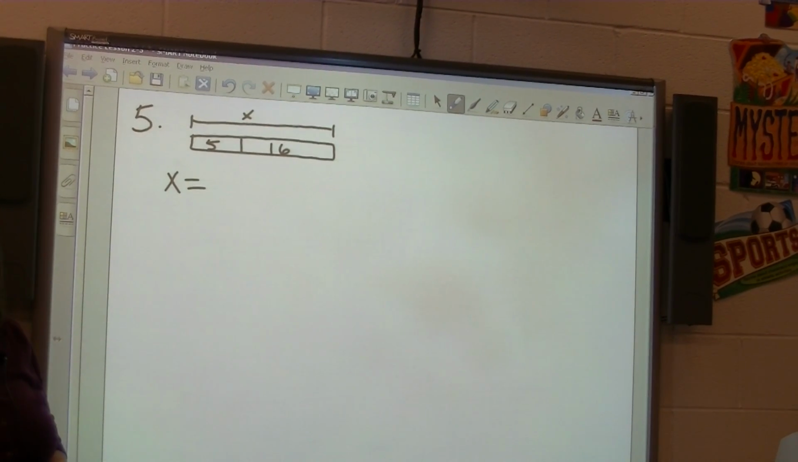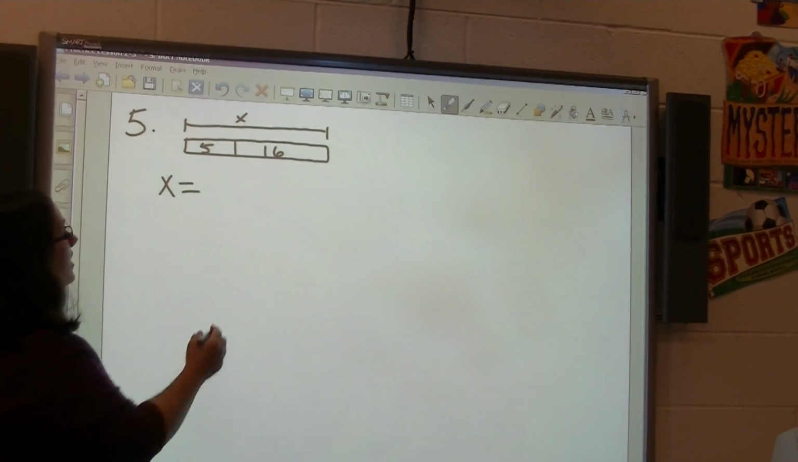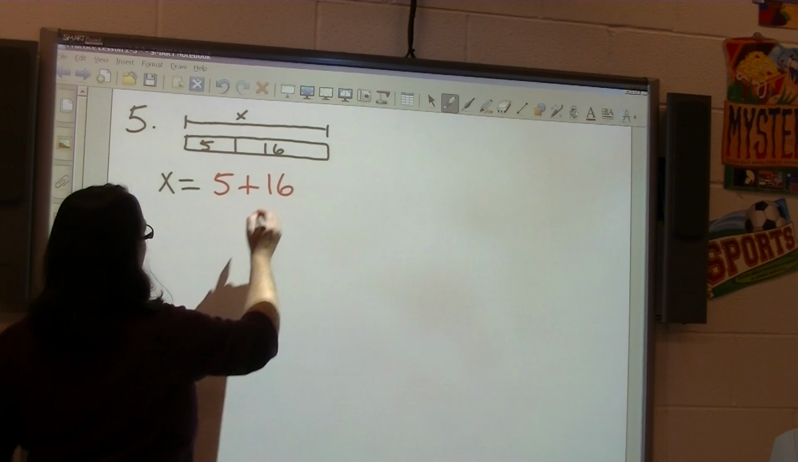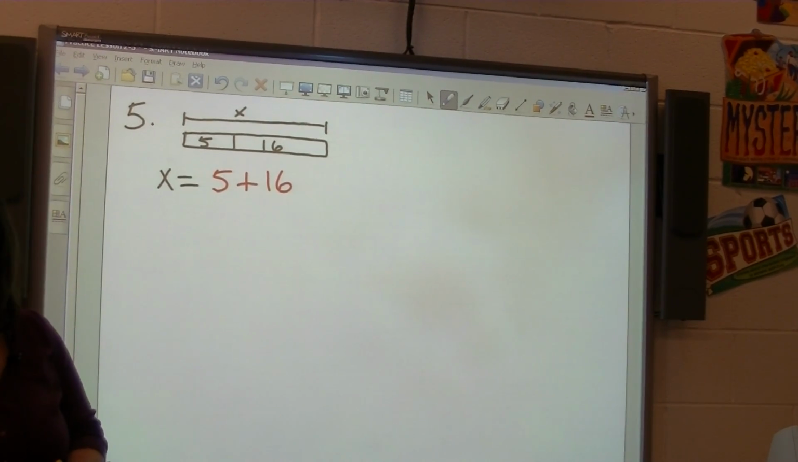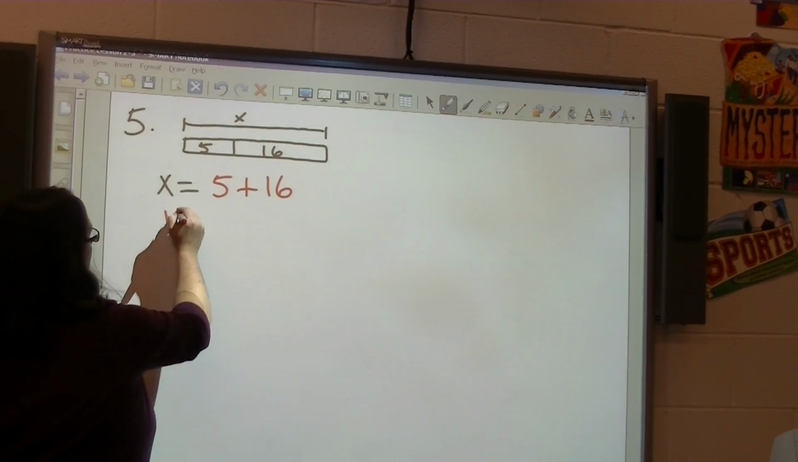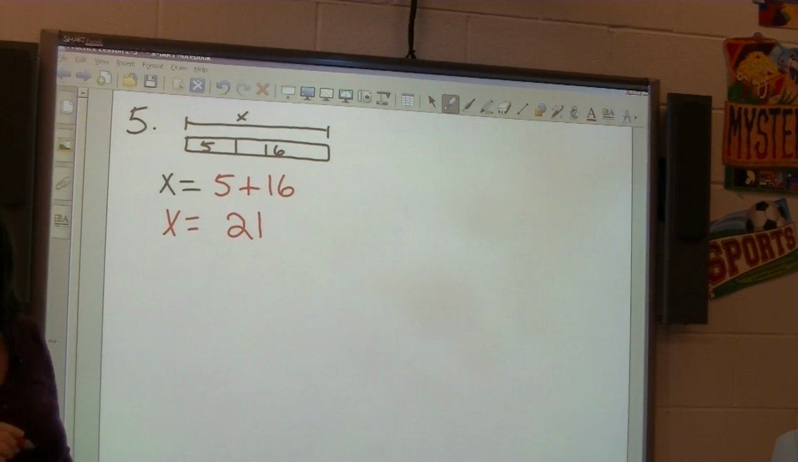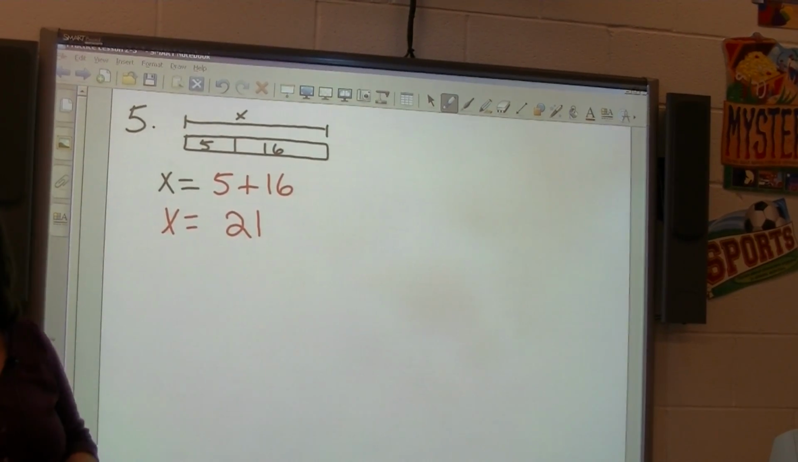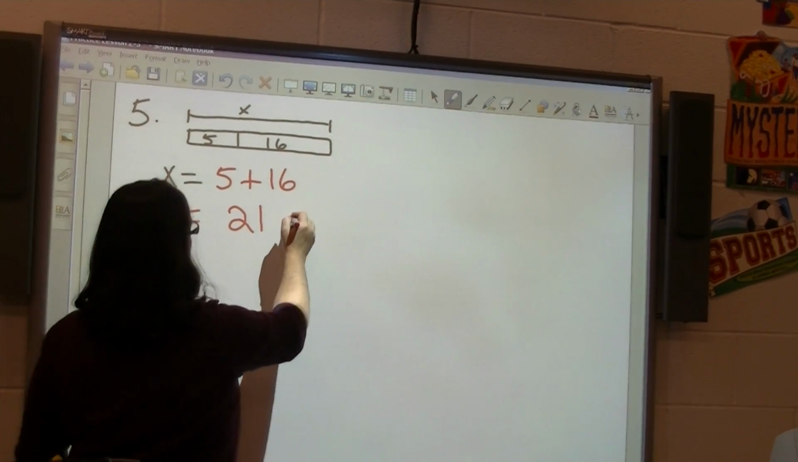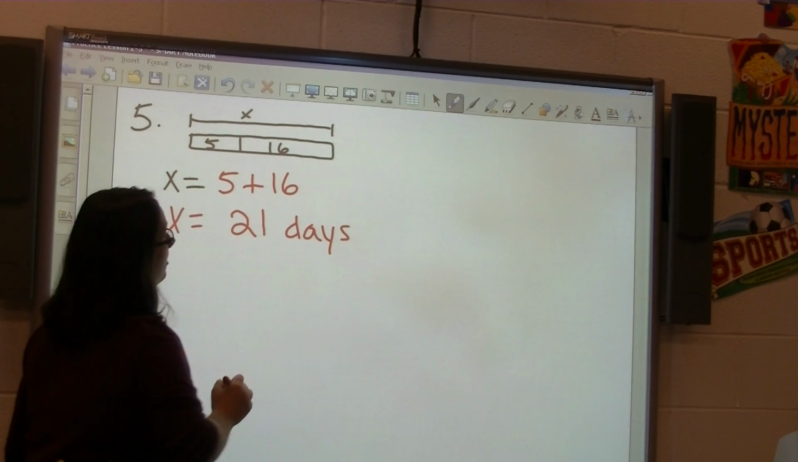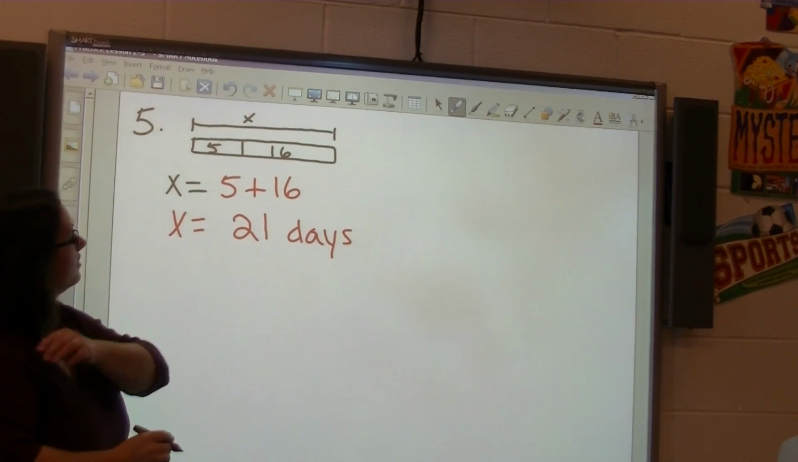Yes, this one is fairly simple. We just need to put the two numbers what? Together. So x is going to equal 5 plus 16. So all we have to do is 5 plus 16. So that means x then equals what? 21. And what would be our label? 21 what? Days. Good. Okay, that one was pretty short and simple. We just had to put our 2 days together.